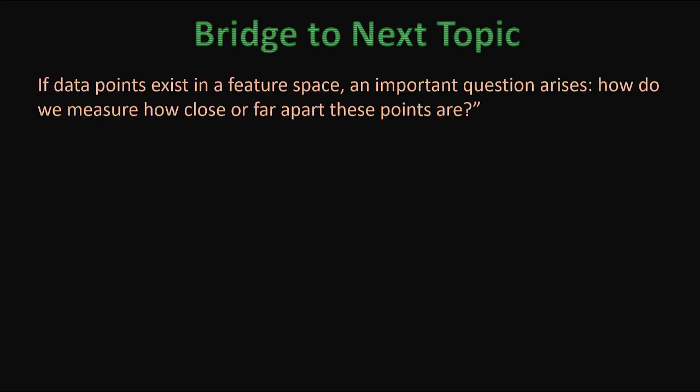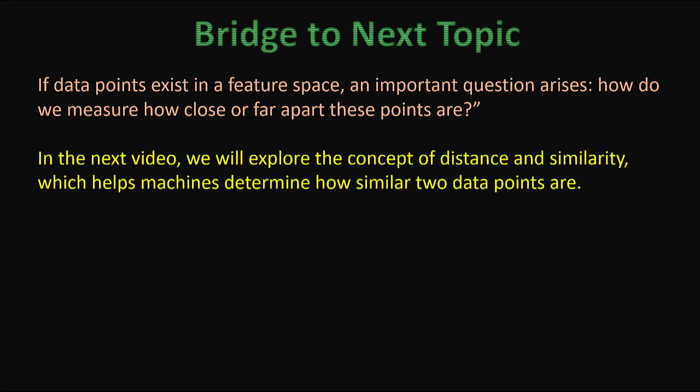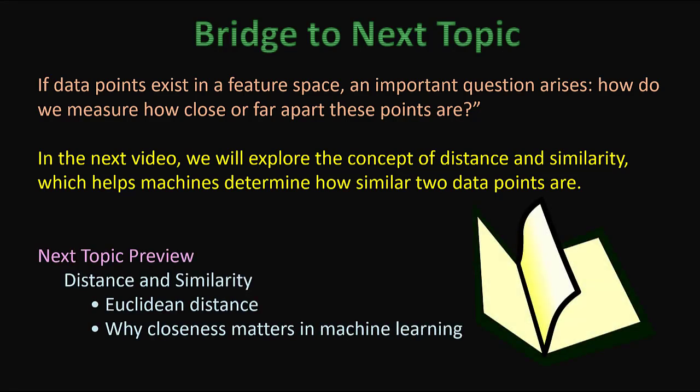Now, the bridge to the next topic. If data points exist in a feature space, an important question arises: how do we measure how close or far apart these points are? We need to measure the closeness, or how far apart these points are. So how do we measure? In the next video, we will explore the concept of distance and similarity, which helps machines determine how similar two data points are. We'll study what Euclidean distance is, and why closeness matters in machine learning.